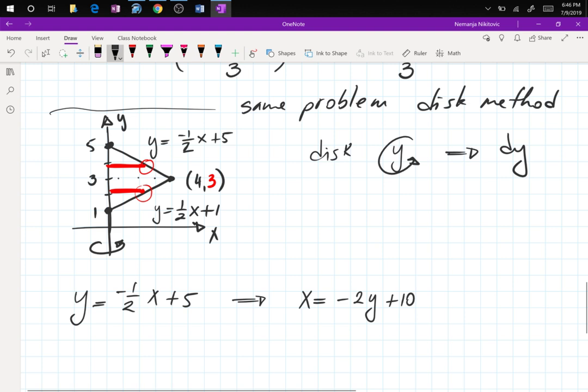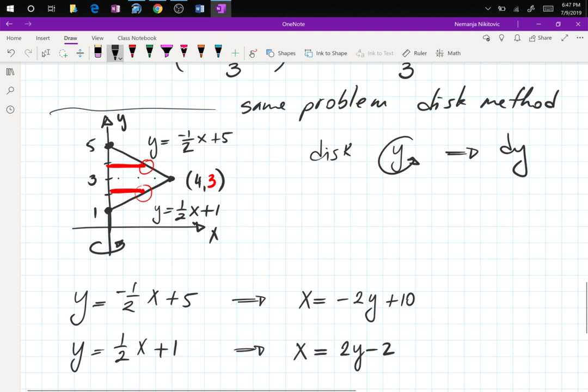Good. The other function, y equals 1/2 x plus 1, turns into x equals, and now it's y minus 1 times 2, so 2y minus 2. You must switch the functions from x to y because your dy forces you to have integrals in terms of y.